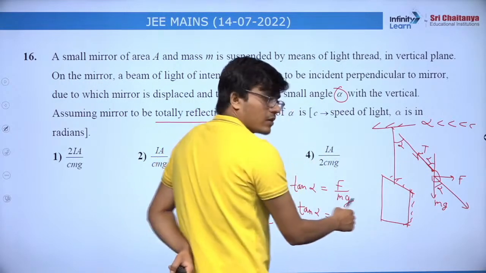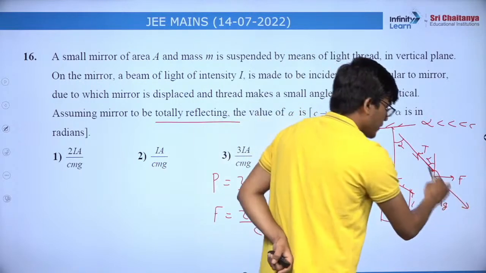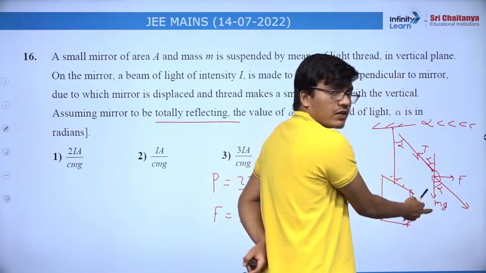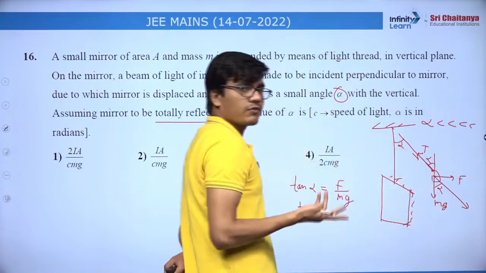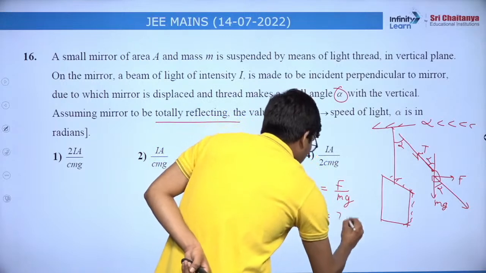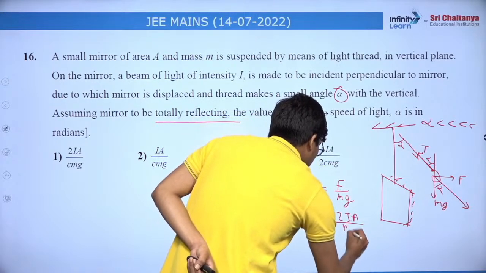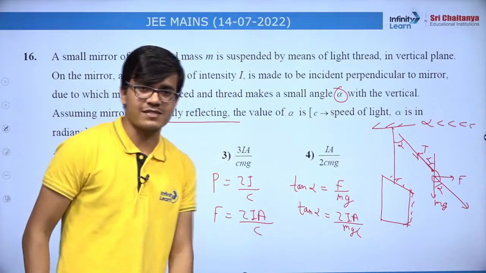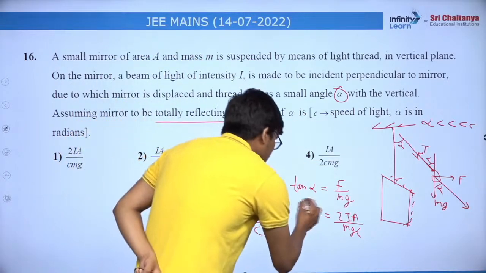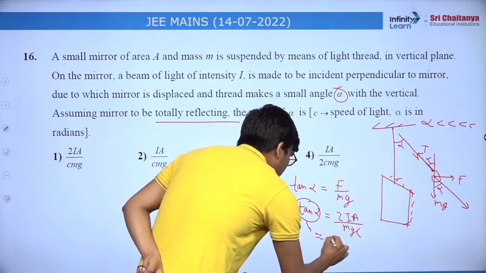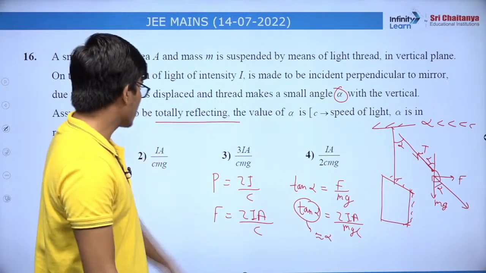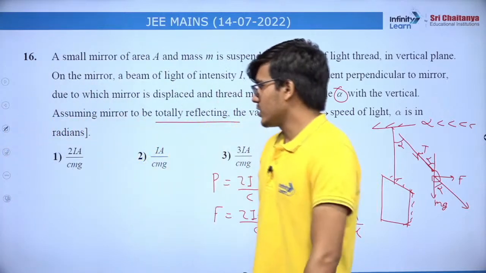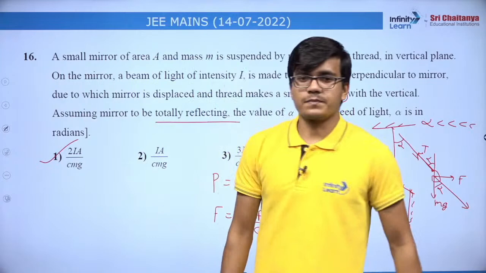How did I write this? This is a simple vector resultant. The resultant is making angle alpha with this, so this by this will give you the resultant angle, right? F I know, 2IA by C, divided by mg, and it is clearly written that alpha is very small. So if alpha is small, I can write tan alpha approximately as alpha in radians. So my answer should be 2IA by (C times mg), that is the first option.